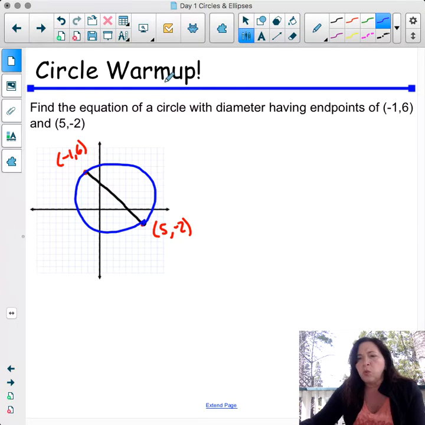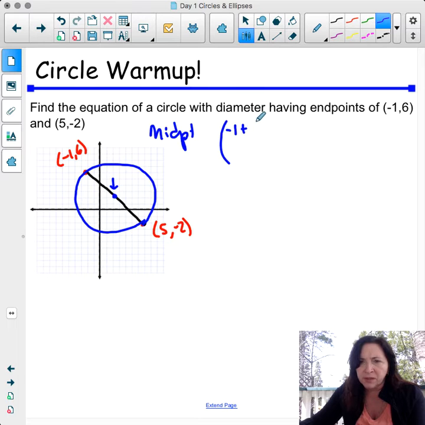Okay, so what I need to do is a couple of things. Number one, I need to find the center of my circle. So the center of my circle is going to be around here, but in order to find that, I'm actually going to need to find the midpoint between these 2 points, and that's going to give me my center right here. So we're going to find the midpoint. And in order to find the midpoint, you're going to add your x's and divide by 2. So we're going to go -1 plus 5 divided by 2. And to find the y coordinate, we're going to add our y's, 6 plus -2, and divide by 2.